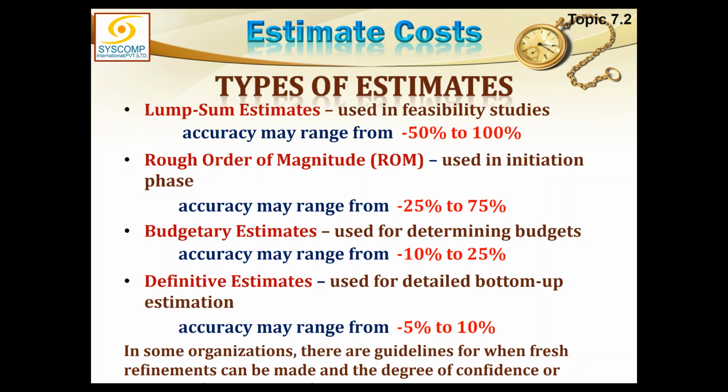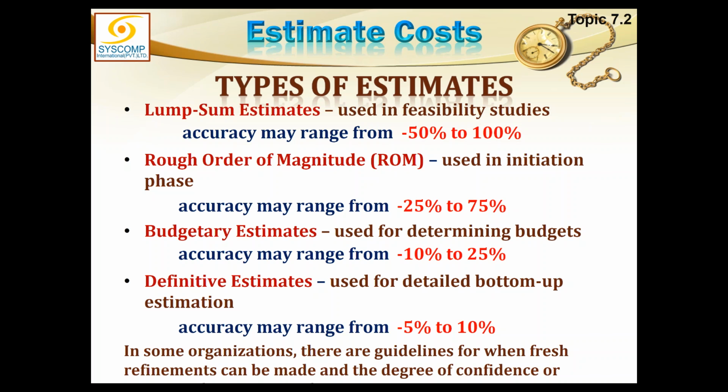So you give a lump sum estimate, which might not prove exactly true, but the accuracy of such an estimate would generally be considered as minus 50% to plus 100%. That means if you said 100,000 rupees, then the actual cost is very likely to be between 50,000 and 200,000.